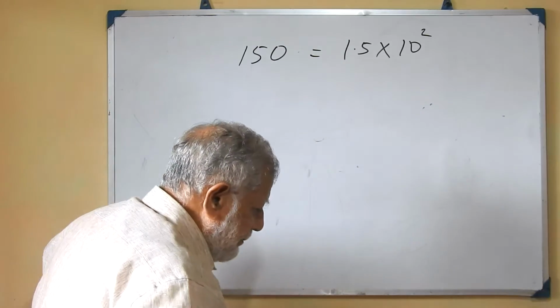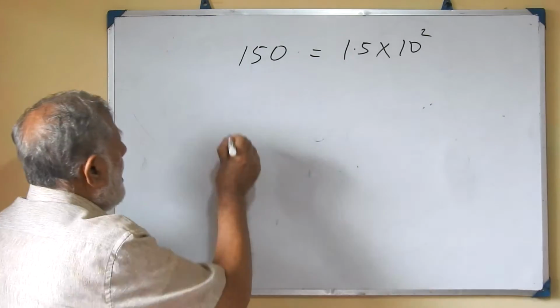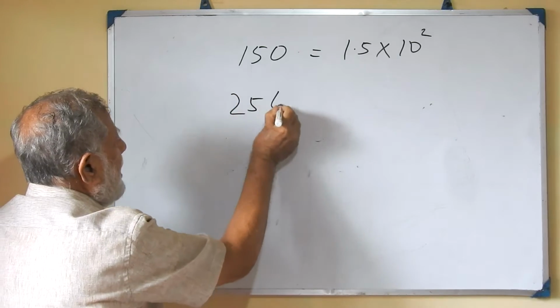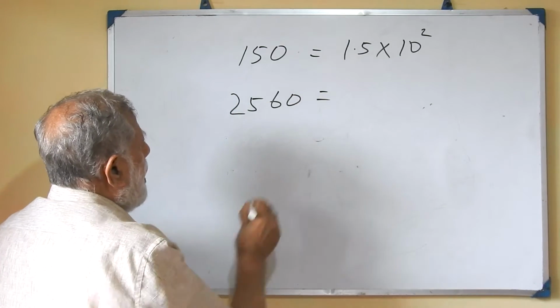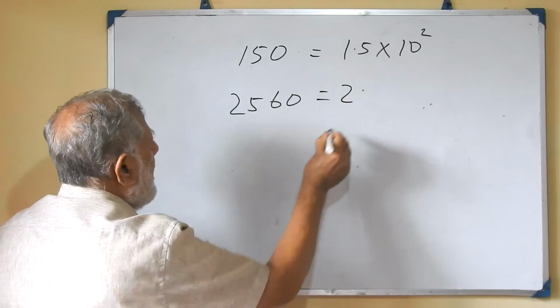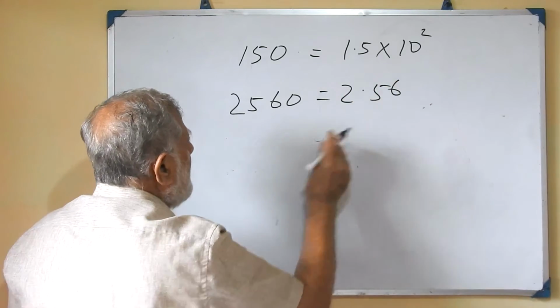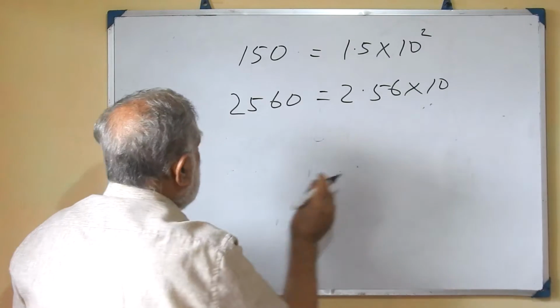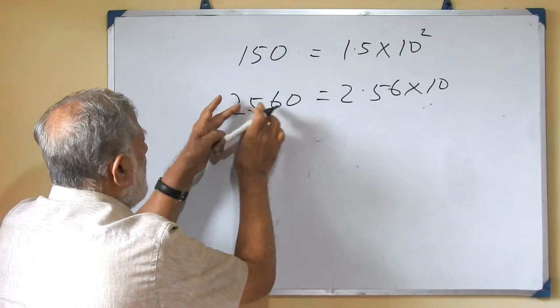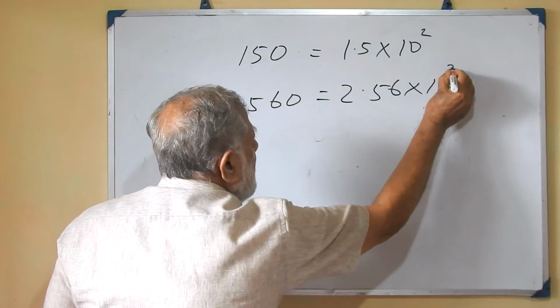We will take another number, say 2560. That is equal to 2 point, and we will write 5 and 6. We don't write the end zeros. Into 10 to the power of, now we put the decimal here. So here to here there are 3 numbers, 10 to the power of 3.